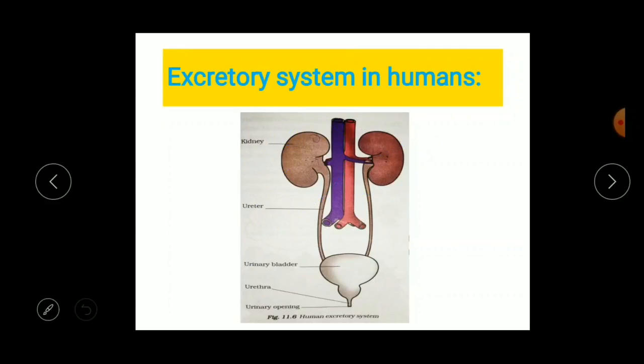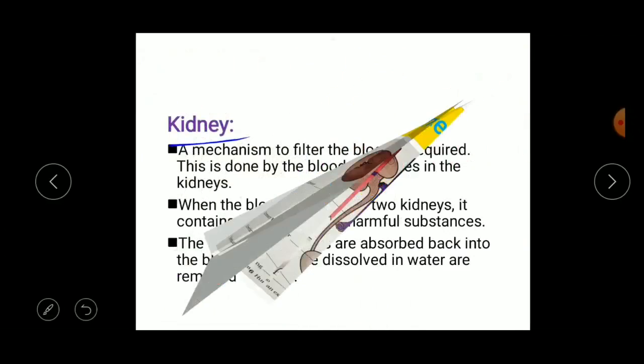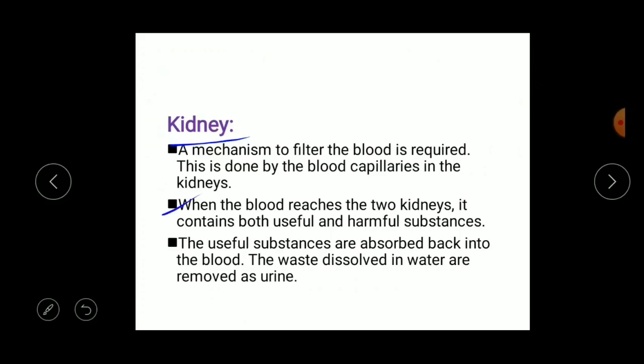Okay, so there are two organs called kidneys present in our body. These kidneys contain blood capillaries, and these capillaries filter the blood. When the blood reaches the two kidneys, it contains both useful and harmful substances. The useful substances are absorbed back into the blood. The waste dissolved in the water is removed as urine.